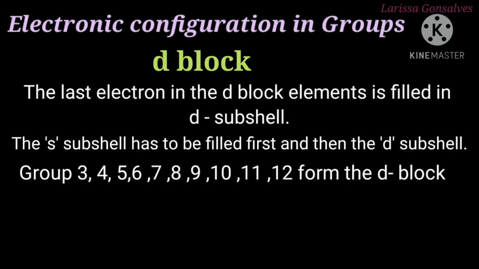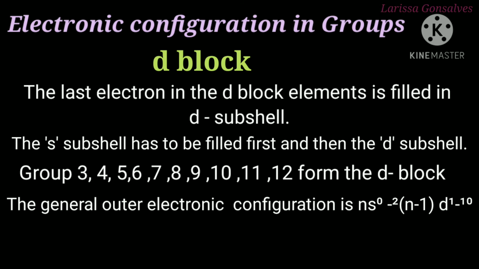The general outer electronic configuration of D block elements is ns ranging from 0 to 2 and (n-1)d ranging from 1 to 10. What does this mean? S will have maybe 0 electrons, or even 1, or be completely filled with 2 electrons. Similarly, D might have electrons ranging from 1 to 10.